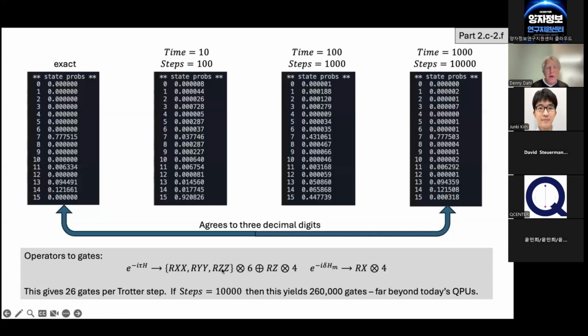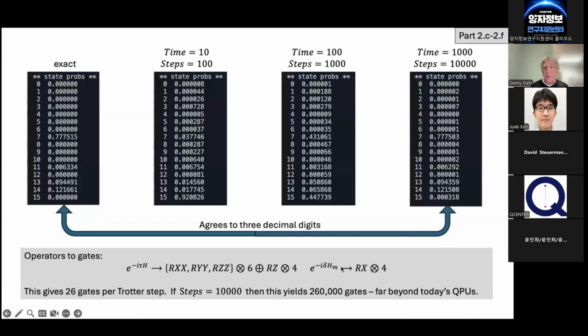RZZ gates. And since there are a total of 6 spin pairs in the Hamiltonian, each one of these gates appears 6 times. And then the Hamiltonian also has 4 linear terms in it, the RZ terms, and there are 4 of them. So in all, each time step of the Hamiltonian will take 3 times 6, that's 18, plus another 4, that's 22 gates for one time step of the Hamiltonian.